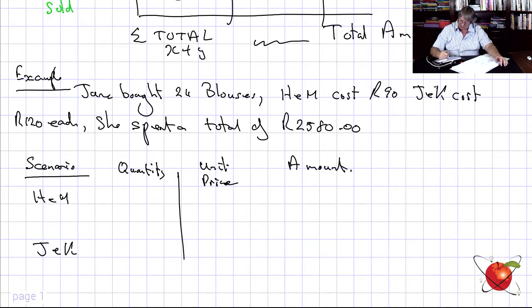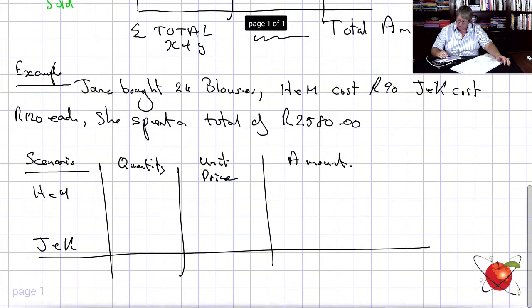Okay. Now let's have a look. Let's put in some numbers. Always start off with this and put in what you can. Put in what you're given. That's the only way to do them. The unit price.